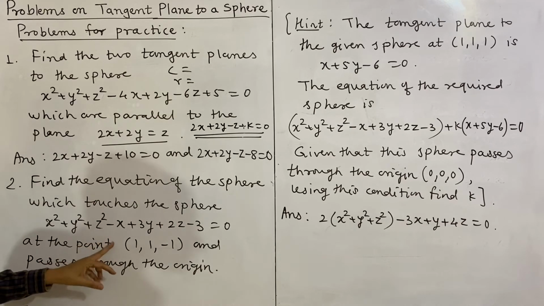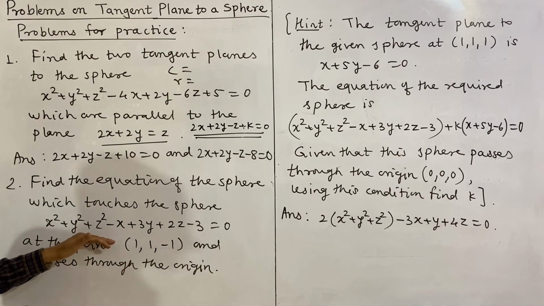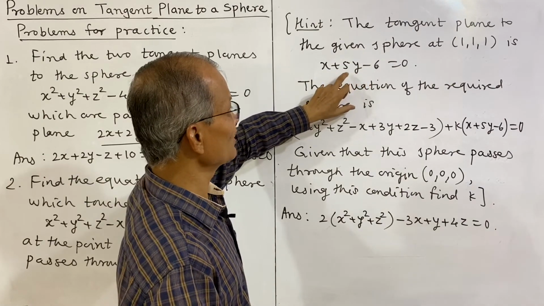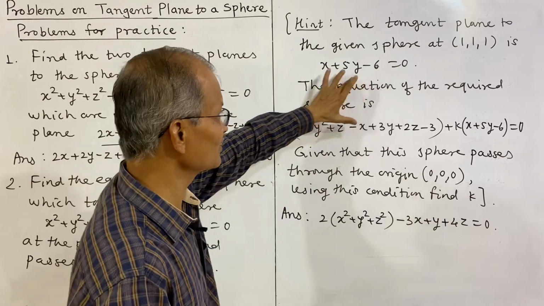You see the first problem is of this type. The point of contact is 1, 1, minus 1, and find the equation of the tangent plane, and that equation of tangent plane is this one. First get this result, x plus 5y minus 6 is equal to 0.